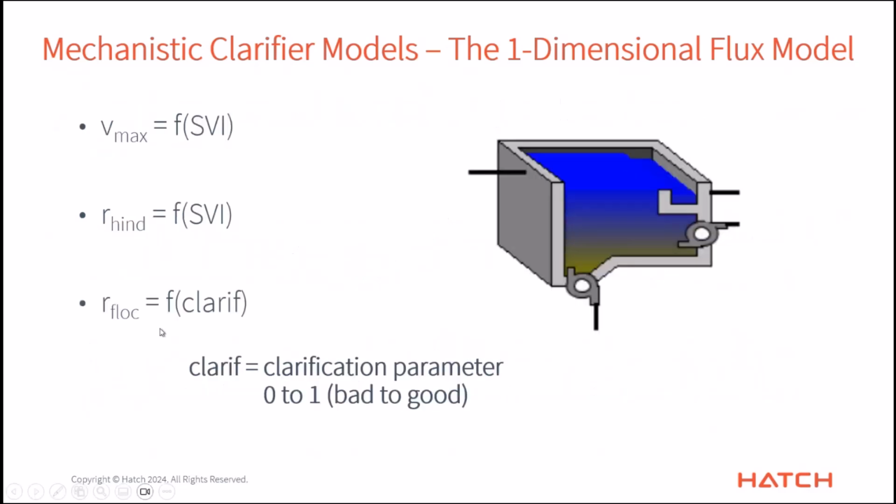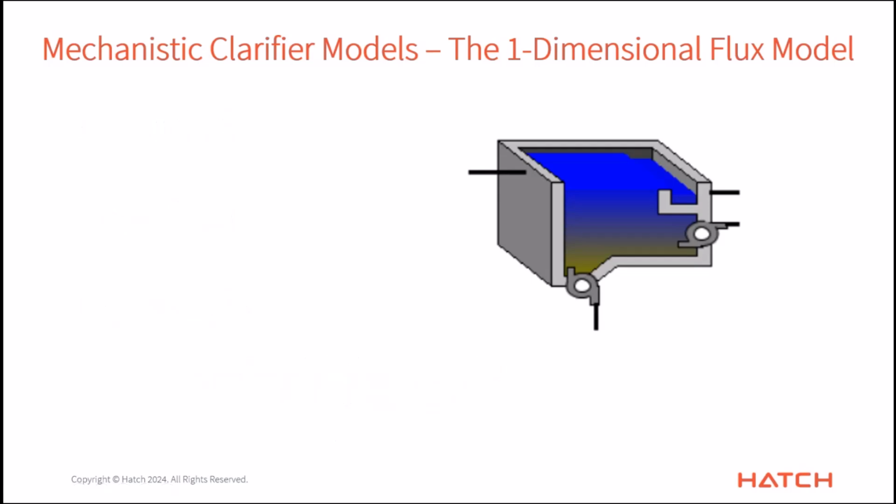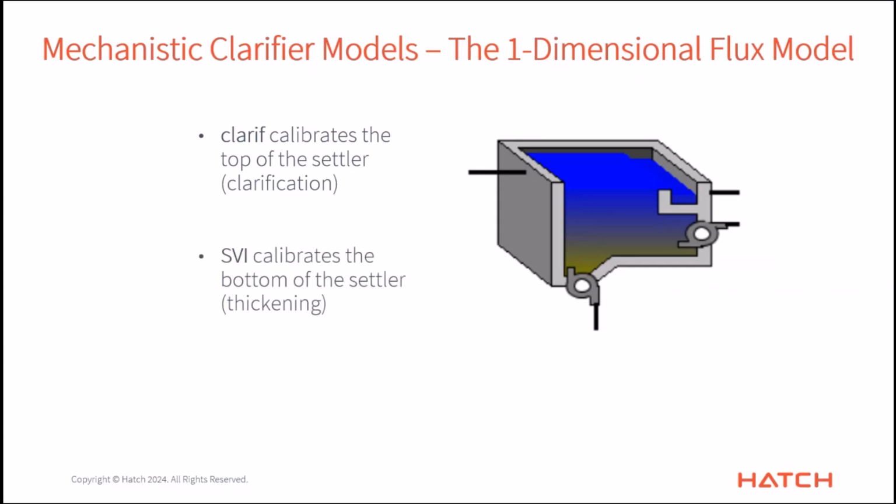And basically what we're doing is we're making these three parameters a function of these two parameters, and we have relationships to do those. You can actually read up on it in our tech ref if you want to get into the details. The clarification parameter is very empirical. It basically says you get good clarification or bad clarification on a scale from 0 to 1. 0 is bad, 1 is good, and you can move along in there as needed. And SVI works the same way that you would do it for measuring it. So just to recap, recontextualize all of that.